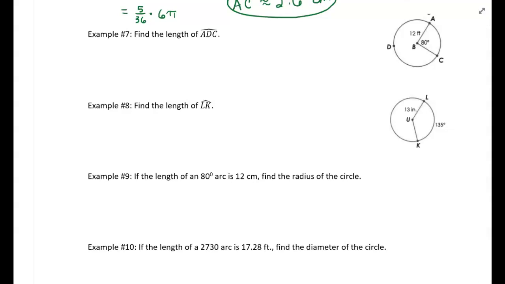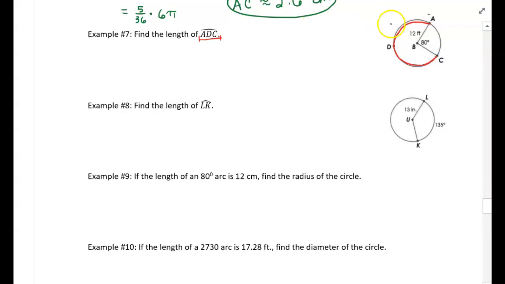Okay, so it says find the length of arc ADC. So notice there are more than 2 letters in this arc. That just means we have to go in that order. We have to go from A to D and D to C. So if I look here, that means we have to go from A to D and D to C. So this is quite a bit bigger.